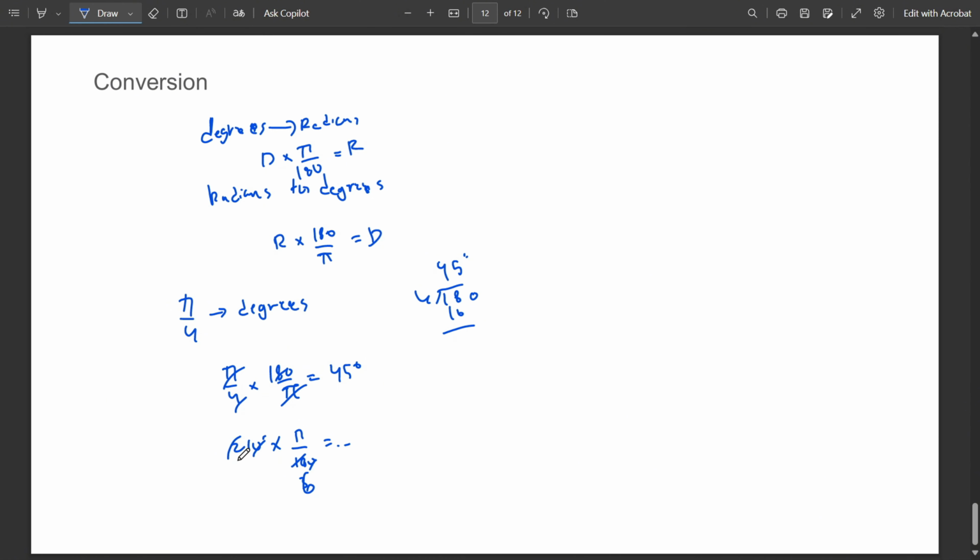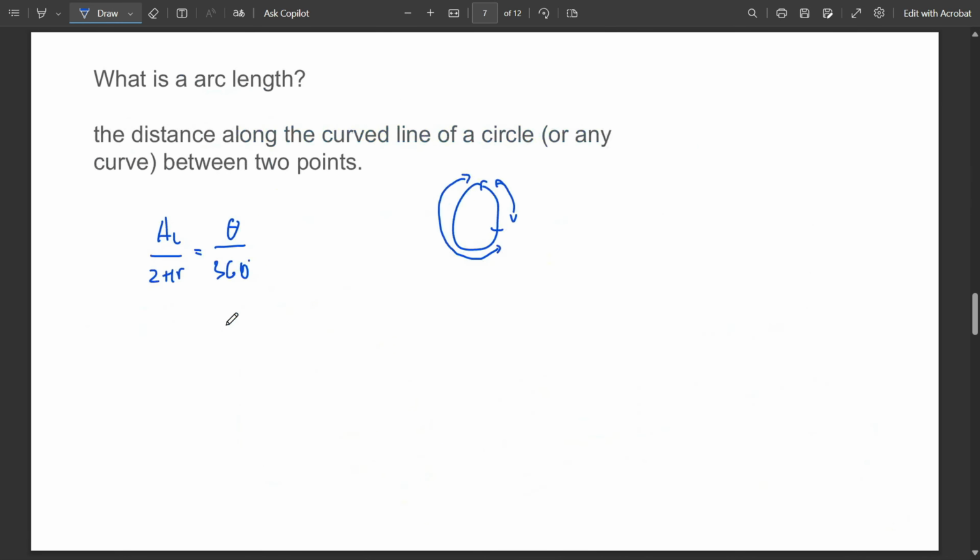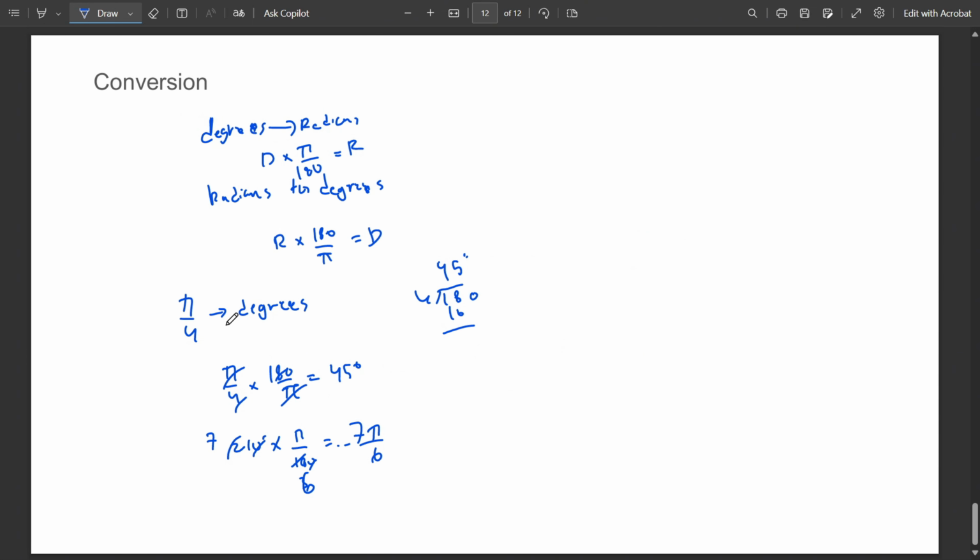7 pi over 6. Well, you can actually see this in the unit circle. So 210 degrees is around here. So this is 180 degrees, this is 210 degrees. 7 pi over 6, as you can see here. 210 degrees. So it's valid. Well, I think that's it for the video, and thank you.